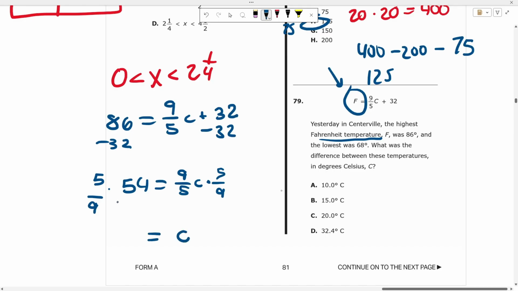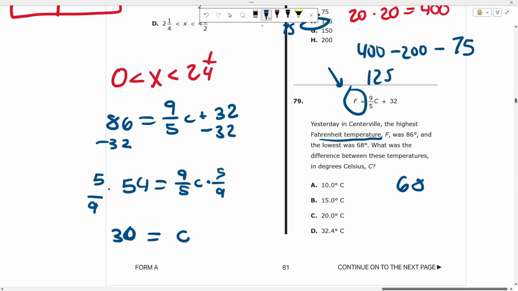And 54 times 5/9, sorry about that, my program is a bit glitchy right now, is going to equal 30. So 86 degrees is equal to 30 degrees Celsius. And now that you found out that 86 degrees is equal to 30 degrees Celsius, you have to do the same for the other side.